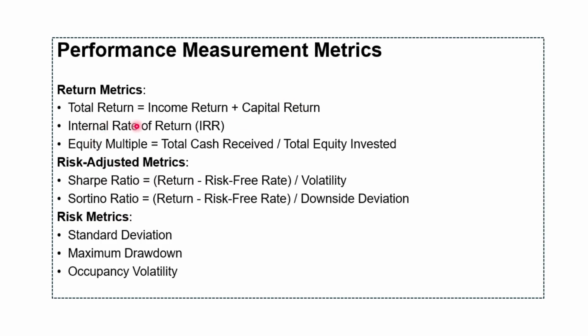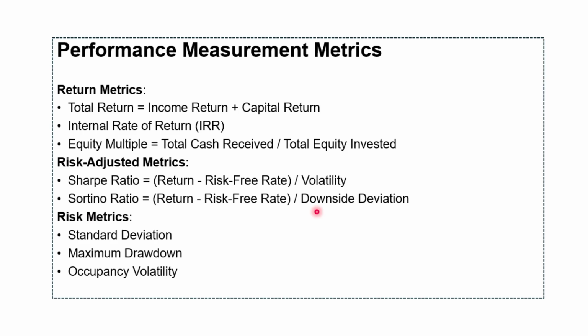Then we have IRR, which accounts for the timing of cash flows, crucial in real estate given irregular cash flow patterns. Then we have equity multiple, which is simply total cash received divided by total equity invested, a simple but effective measure of total return magnitude. And then we have risk adjusted metrics we have seen earlier, Sharpe ratio or Sortino ratio: return minus risk free rate divided by volatility for the Sharpe ratio, and return minus risk free rate divided by downside deviation for the Sortino.